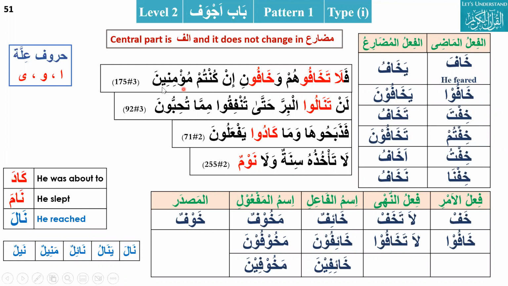I would start with Shifa. Assalamu alaikum. Alaikum assalam. Okay, level 2, Bab Ajwaf. Ajwaf means central. Case 1, Khafa yakhafu, Alif remains Alif. Khafa means he feared. Go ahead, complete it. First do it without translation.